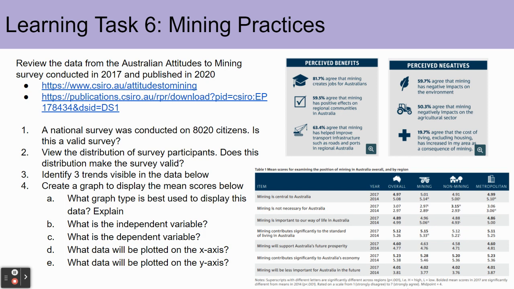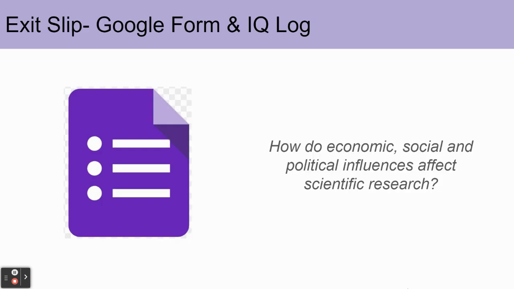Again, you're going to be looking at some trends visible in the data, and then creating a graph using the mean scores from the positions held by people. There are a few different questions there to really make you think about the working scientifically skills that go behind creating graphs and displaying data.